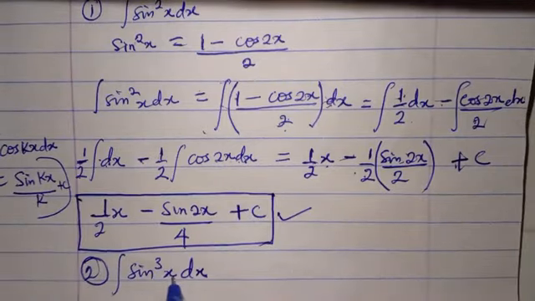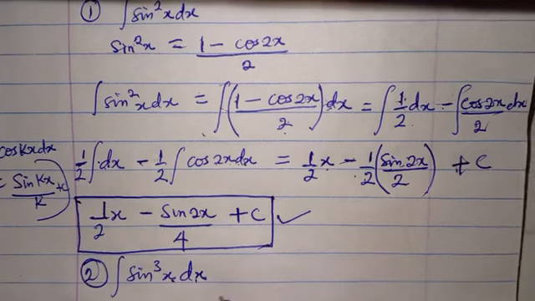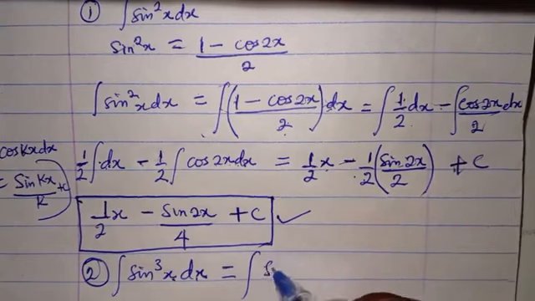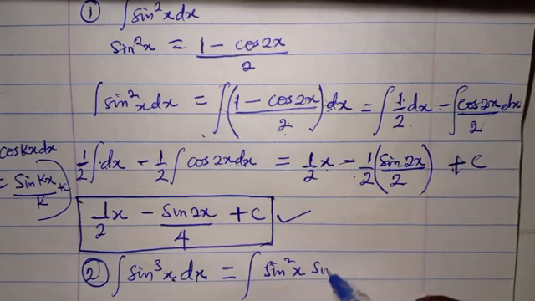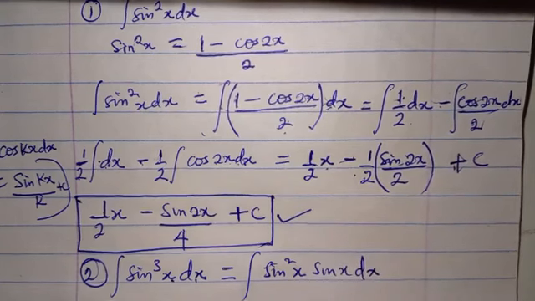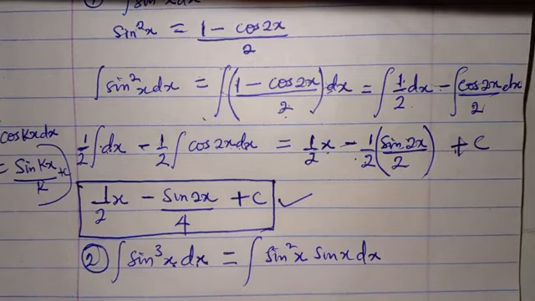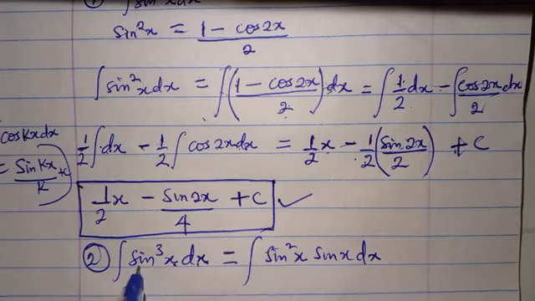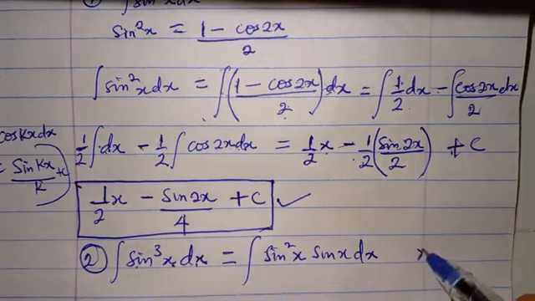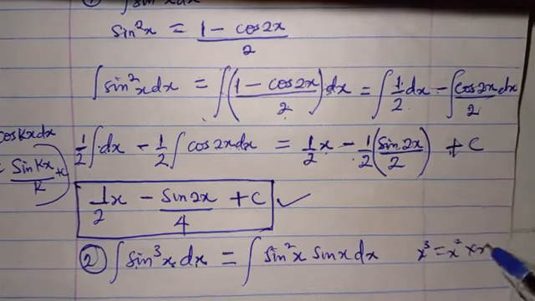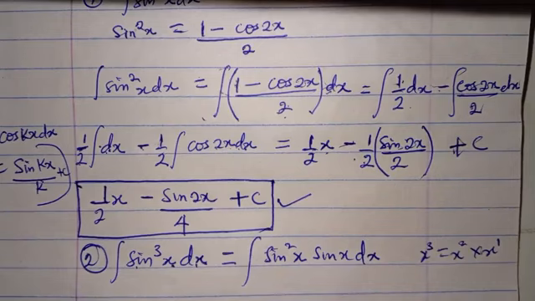Now, let us integrate sine cube x dx. That's the next question. This is how to integrate sine cube x dx. Sine cube x can actually be written as this: sine squared x times sine x. Yes, sine cube x is sine squared x times sine x. So that when they multiply together, that's sine squared x and sine x, will obtain sine cube x. It's like saying x to the third is equal to x to the second times x to the first. That's x cubed equal to x squared times x. That's what we are saying here.